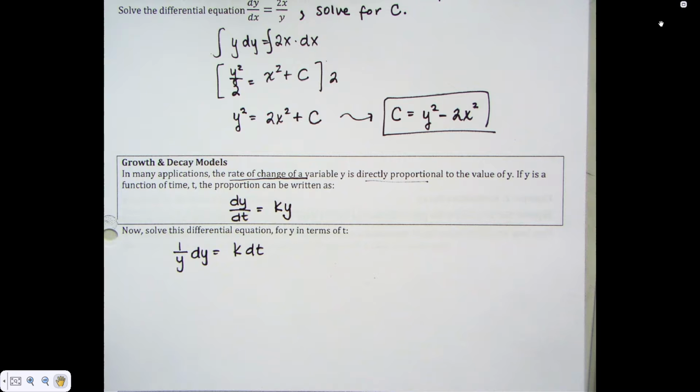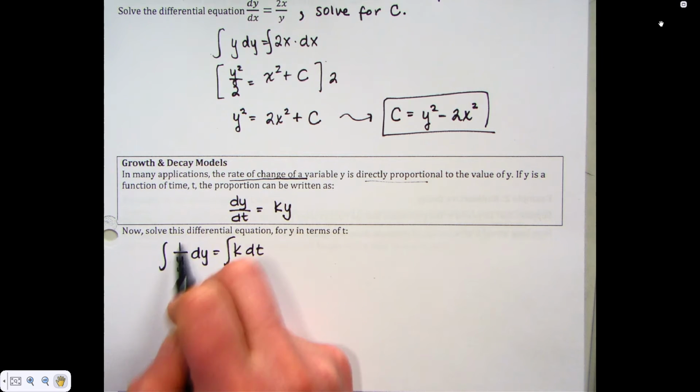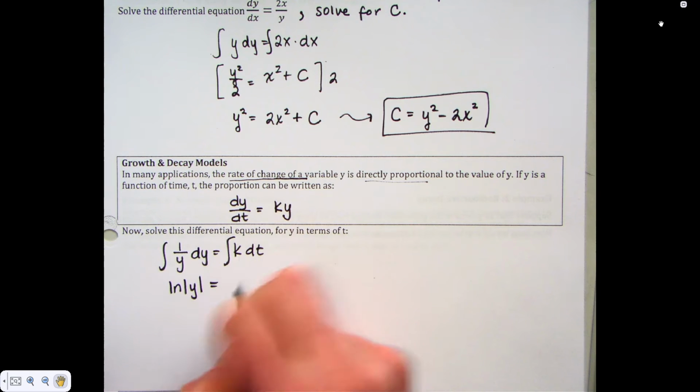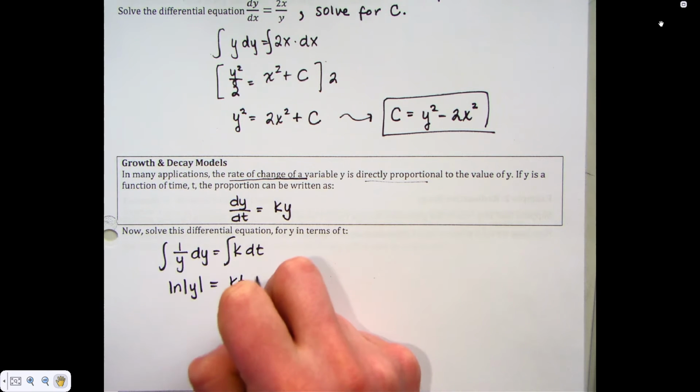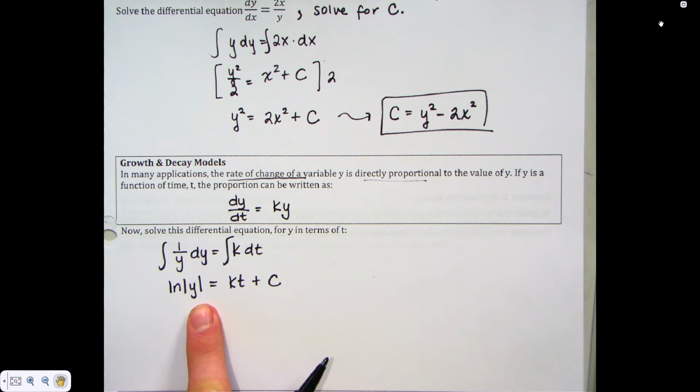Remember, k is just this constant, so really it could go either way. And then I'm going to integrate, right? If I integrate 1 over y, I will have the log of the absolute value of y equal to, and then here I would have k times t plus a constant called c. Let's go ahead and solve this for the variable y.